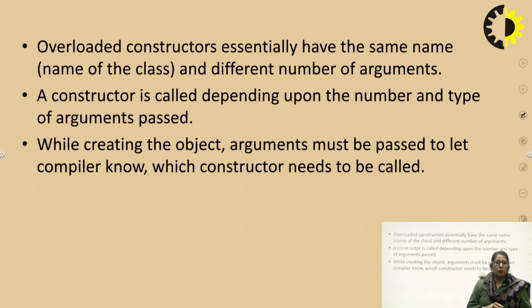A constructor is called depending upon the number and the type of the arguments, similarly as we have done in function overloading. You know, in function overloading, how will the compiler decide which function needs to be called? It depends upon either the number of arguments or the type of the arguments. So similarly, in constructor overloading also, how will the compiler know which constructor it needs to call? It depends upon the number and again the type of the arguments. While creating the object, arguments must be passed so that the compiler will know which constructor needs to be called, as we have done previously.